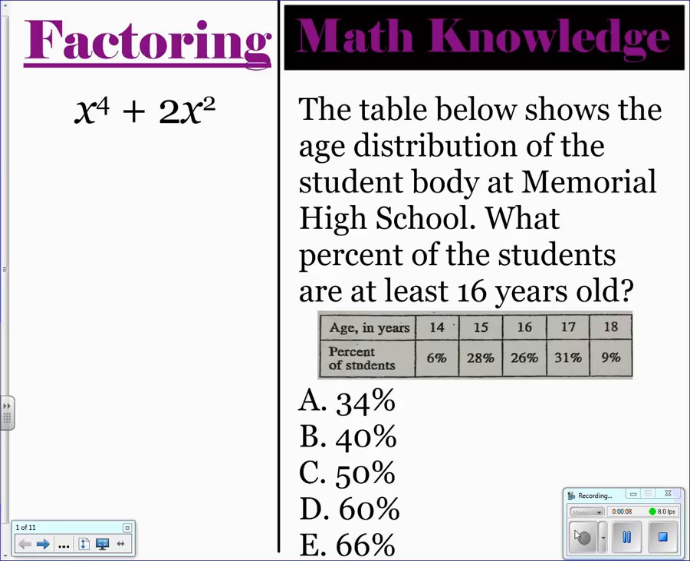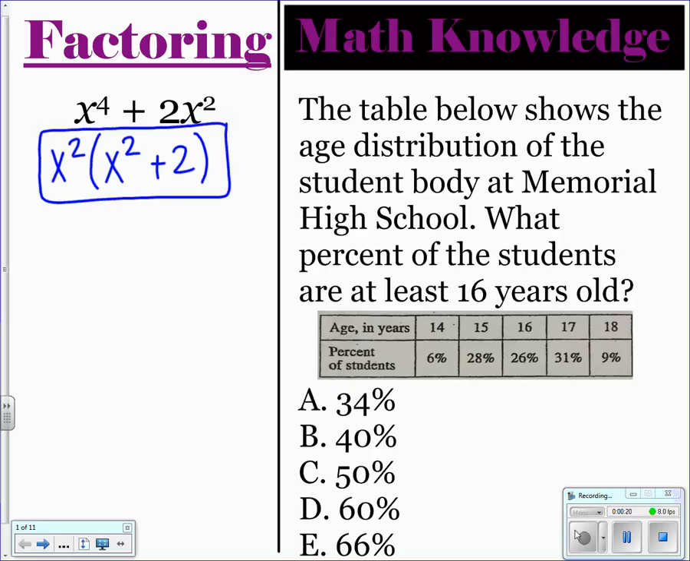So for this factoring, you're going to take out the greatest common factor, which is x squared. And so you're going to have x squared plus 2 left over. X squared plus 2 will not factor any further, and so this would be your answer.